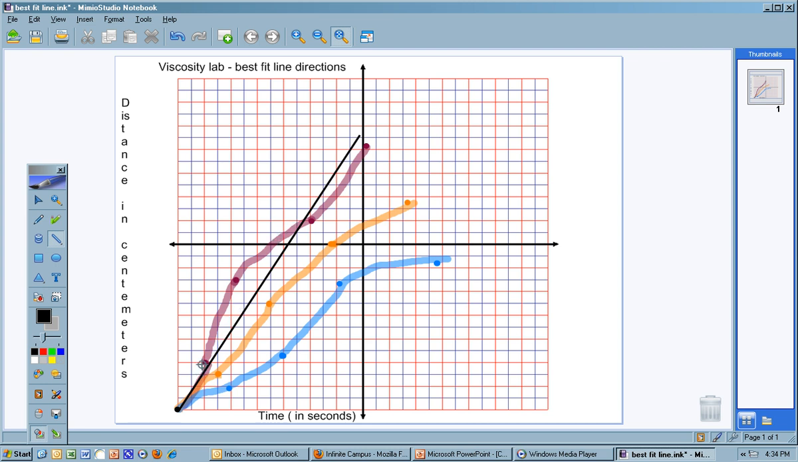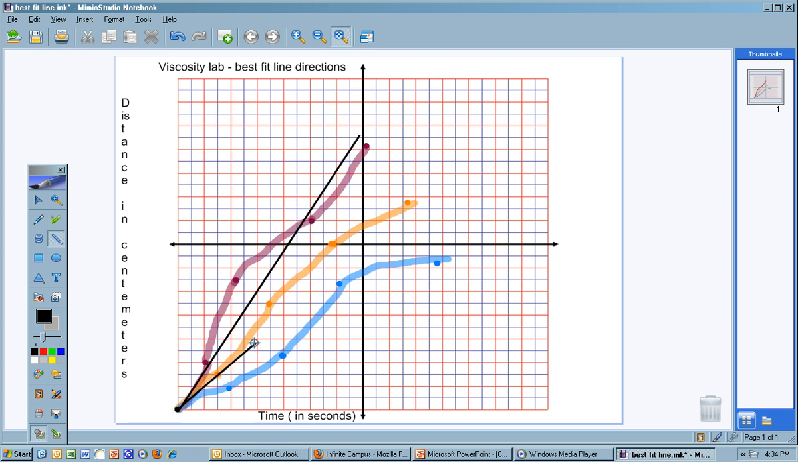So your colored line would be your actual data, what actually happened in the lab, and over the top of that colored line, I want a black line or a pencil line that is perfectly straight, a ruler line that has at least 2 dots above and 2 dots below.